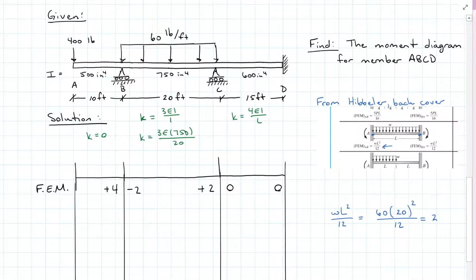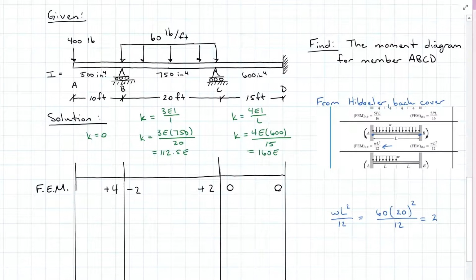I'm not going to worry about units because you'll see that they divide out when we do our distribution. As long as all the lengths are in feet and all the inertias are in inches to the fourth, we don't have to worry about units, okay? So this K factor is 112.5 E, and this K factor from C to D is 160 E. Since we weren't given an E, we can assume it's the same material throughout.